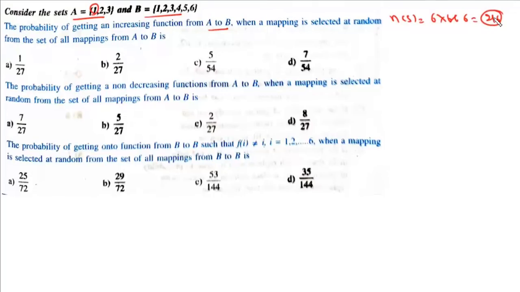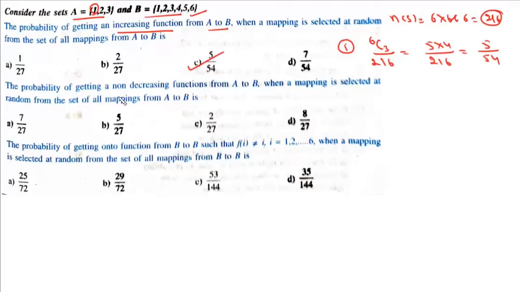Now, the first one is to find the probability that we get an increasing function. In order to get an increasing function, we need to select 3 out of these 6. So, it can be done in 6C3 ways. And since they are to be arranged in increasing order, there is only one arrangement. So, it will be 6C3 upon 216. Now, this is 5 into 4 upon 216, which is 5 by 54. And that's your option C.